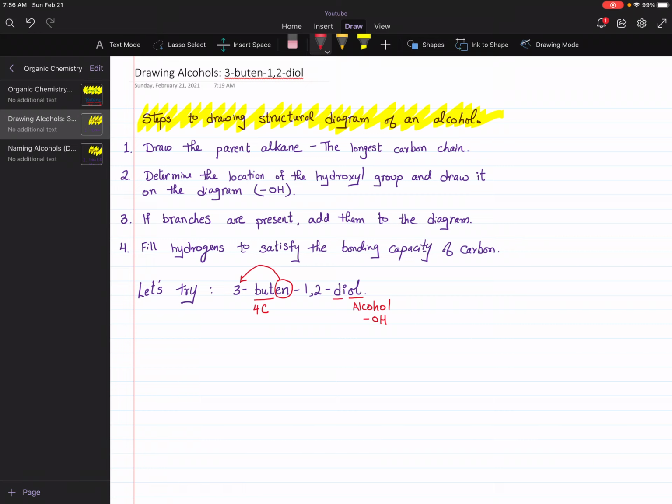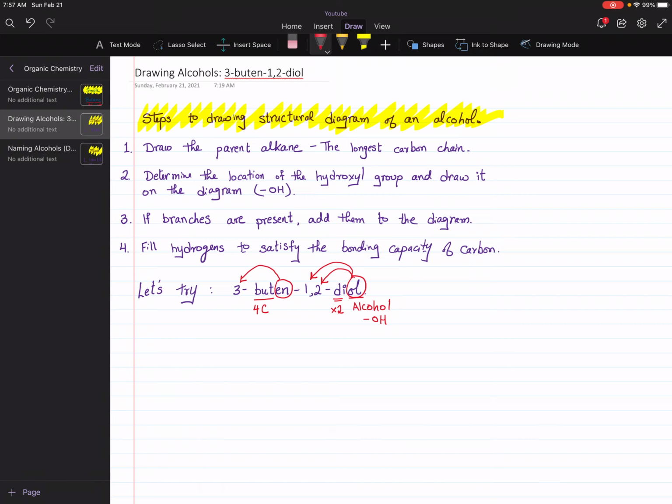And then it says there's "di". Di means there are 2 of them, so times 2. So in other words, we have 2 OH groups in this molecule. Once we know that we have 2 OH groups, we need to identify the locations of these hydroxyl groups. The locations are given before it, location 1 and location 2. So, since we have 2 alcohol groups, one of them is going to be located at position 1 and the second one at position 2.